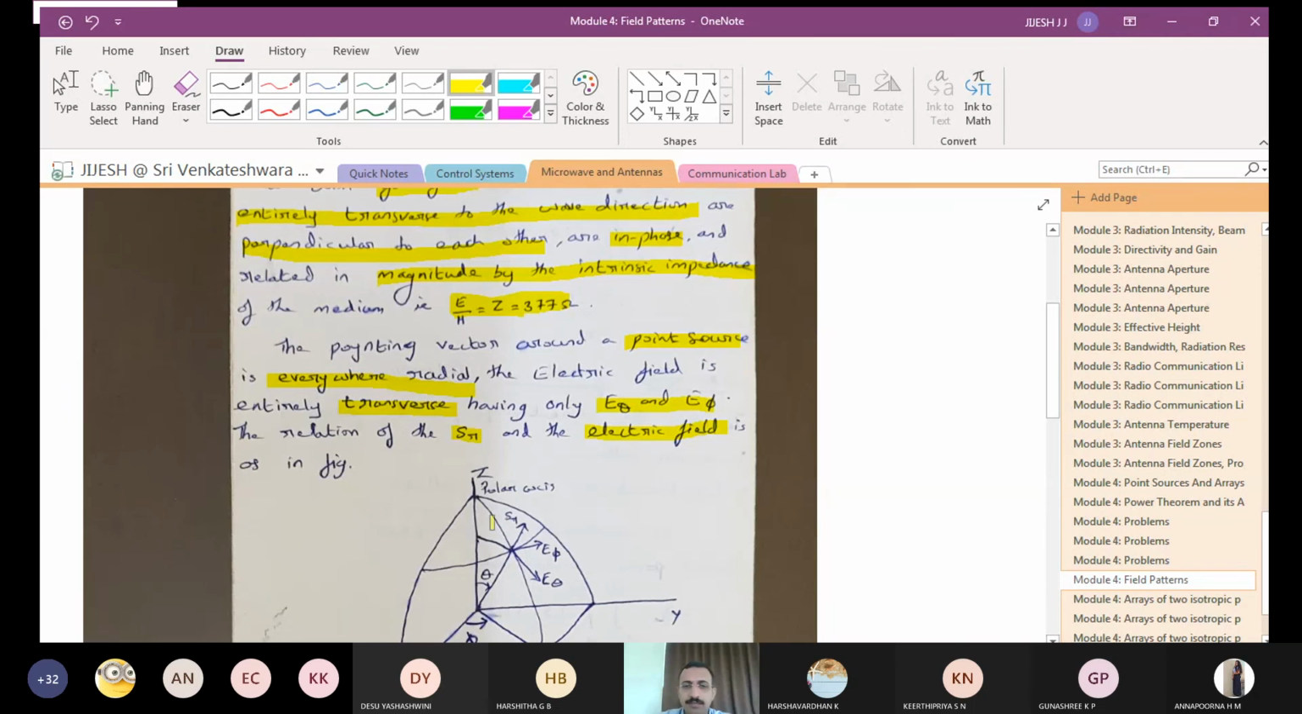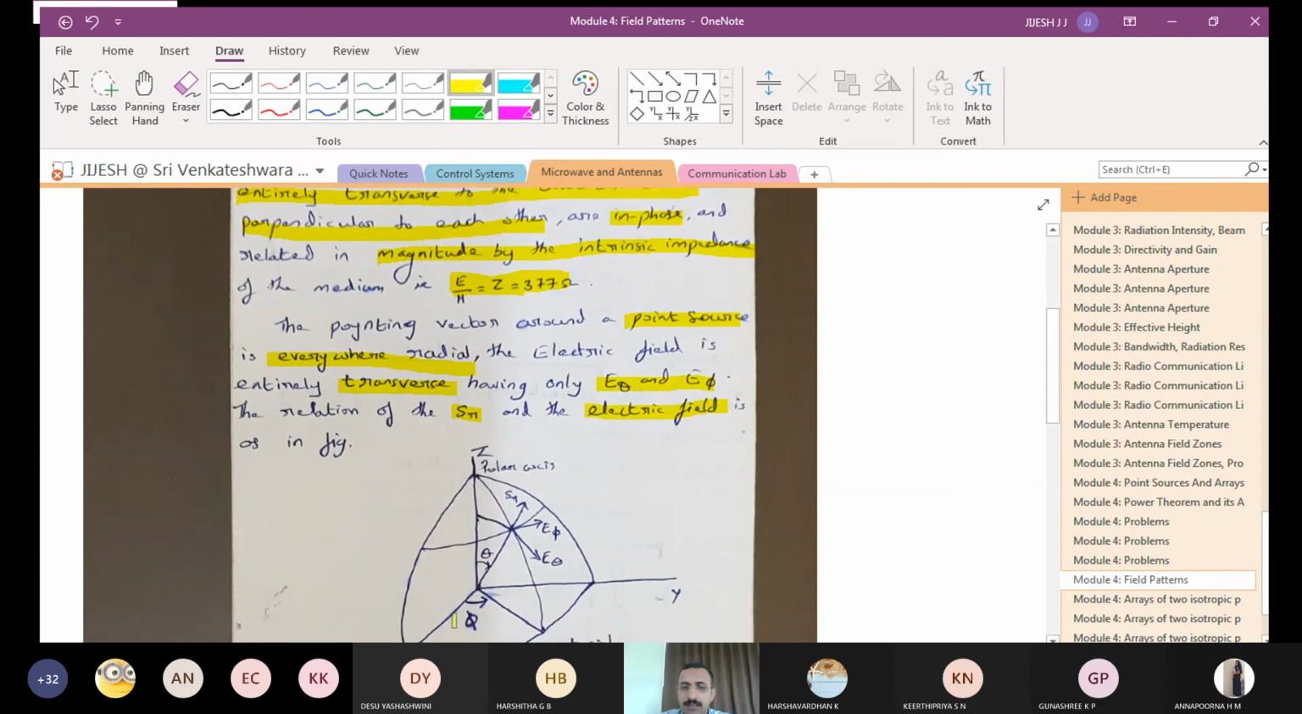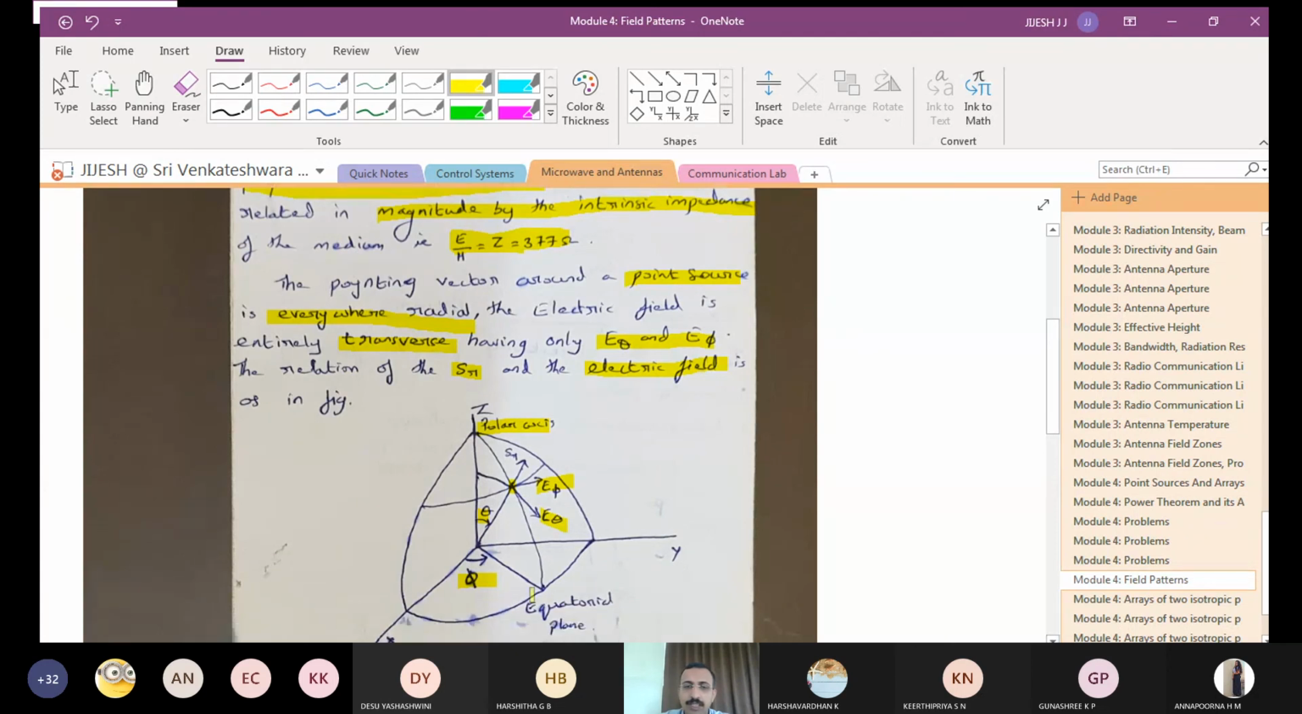This is the same figure you have seen in module 3. You can see the phi variation, the theta variation, and the components E phi as well as E theta. This is the point at which the point source is taken, where it radiates through outer space. This is the polar axis, and you have the x and y axes, which form the equatorial plane. We discussed all these before. You can make a note of this figure.